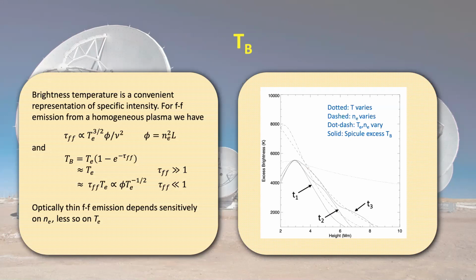2.5. Let me just say a few words about brightness temperature. As I said, it's a convenient representation of specific intensity. For free-free emission from a homogeneous plasma, we have the optical depth proportional to temperature to the 3/2, the column depth, and the frequency, which is taken to be fixed here. So for optically thick emission, the brightness temperature is essentially the effective temperature of the emitting plasma, whereas for optically thin emission, it's proportional to column depth and weakly dependent on temperature.